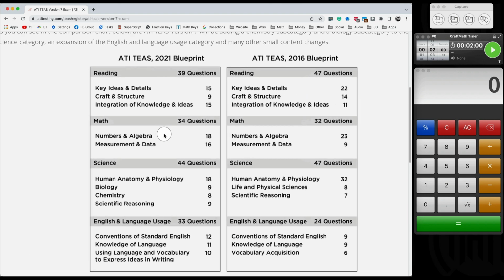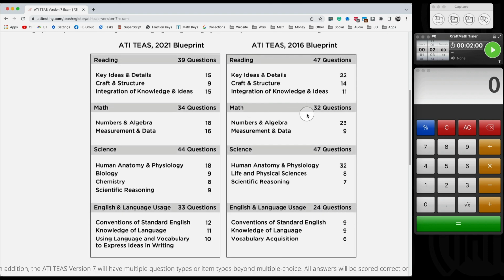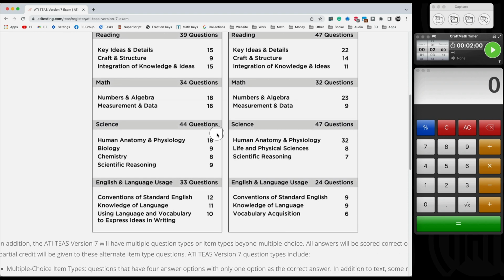So y'all probably have seen this here, and I'm only focusing solely on the math. So for the math, right here, 34 questions, whereas right now it's 32. Notice the breakdown here. The breakdown is quite a bit more half and half, I guess you could say. The way it's currently right now, numbers and algebra is pretty much the whole daggone test. Whereas, right here, numbers and algebra, measurement and data, it's about half and half. So that's one of the big changes.